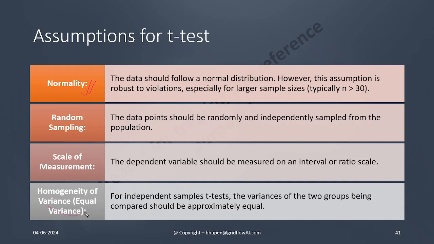Similarly, for the homogeneity of variance between two sample groups, let's say sample group 1 and sample group 2, the data presented to the t-test should have more or less similar variance. That means the samples should be drawn from the same population. If the variances are different here, then we have to consider a non-parametric version of t-test. That is what we are going to talk about in this presentation.